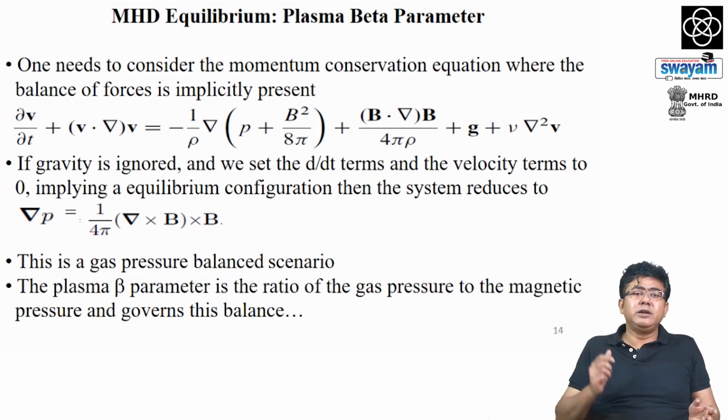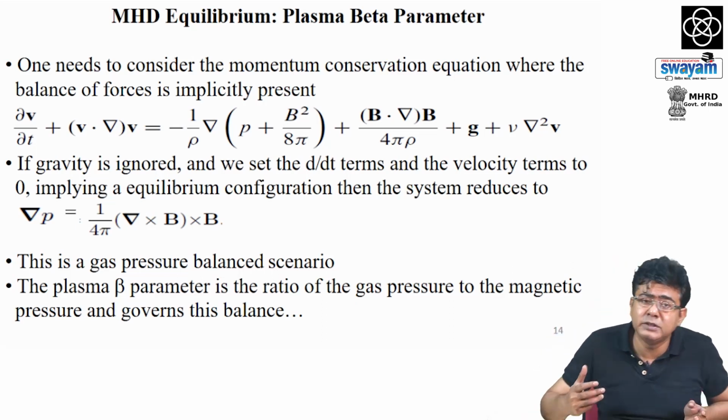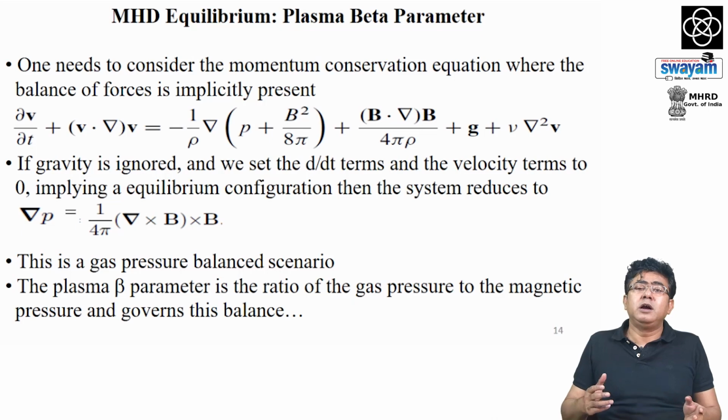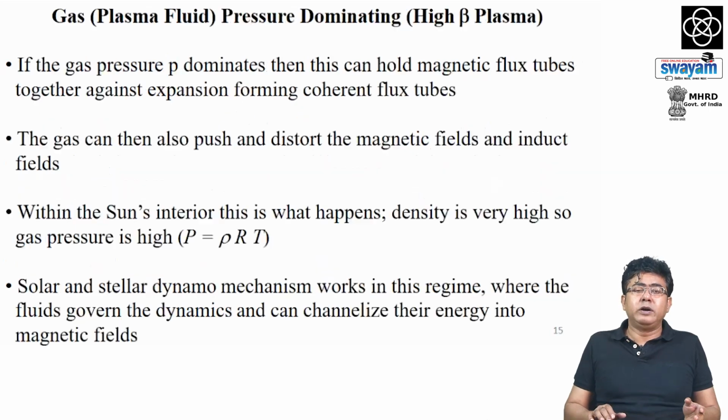And in such a scenario, the plasma beta parameter plays a very important role, because if your plasma beta parameter is very high, it tells you that the gas pressure is very high and plays an important role in the dynamics. On the other hand, if the plasma beta parameter is very low, then it tells you that the gas pressure is very low and it is the magnetic field pressure and the magnetic field which dominates the dynamics. Okay. All right. So, let us first consider the high beta scenario where your gas pressure is very high.